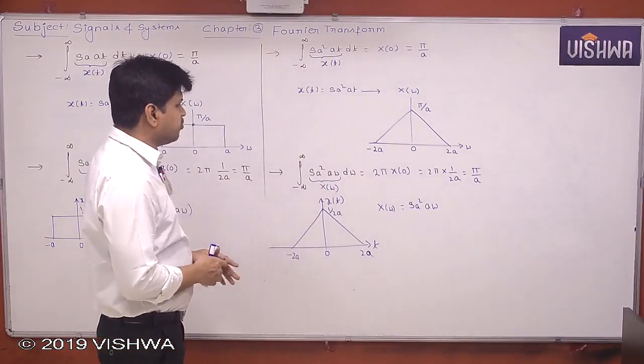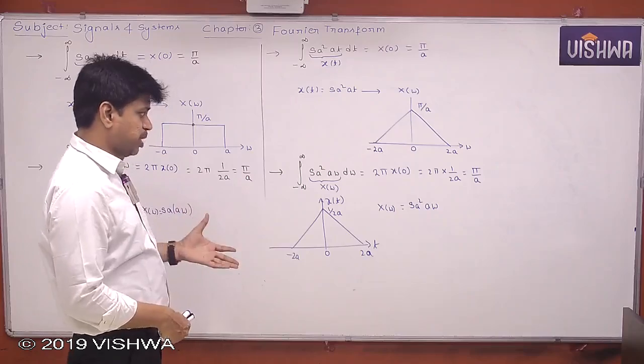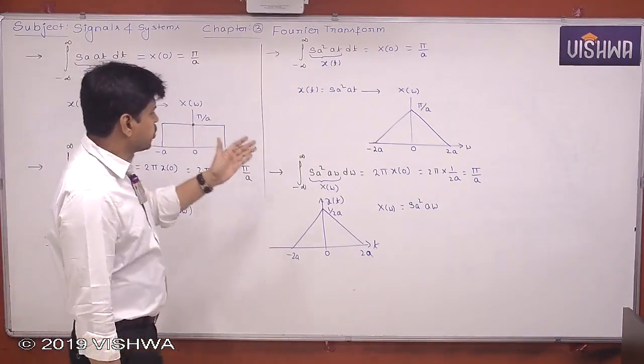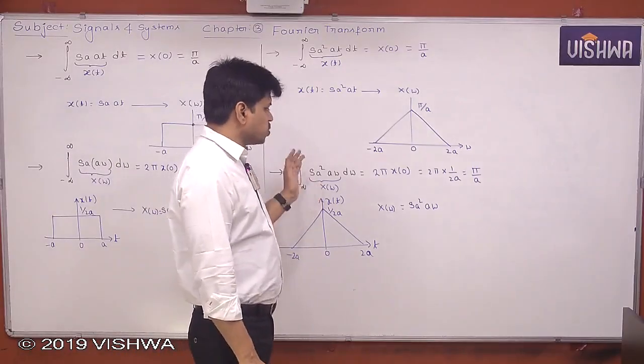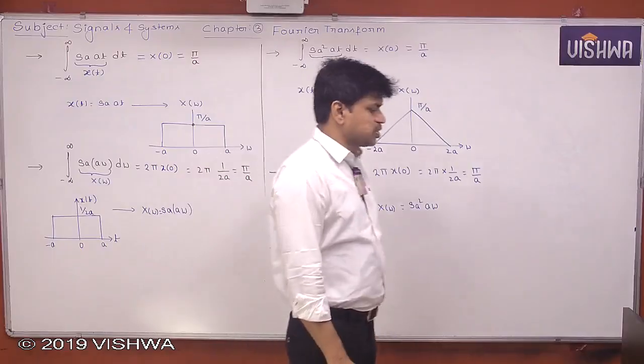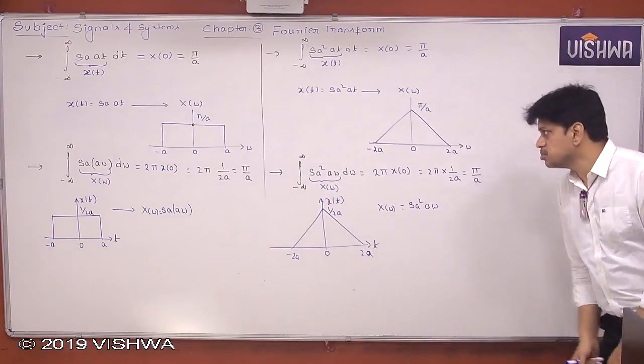So if you observe carefully, all of them result in one thing, which is pi by a. If you take sampling a omega, or sampling square a omega, the answer is still pi by a. So if you integrate any of them, you are always going to get pi by a. Clear? Take it.